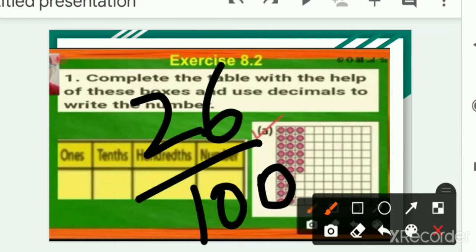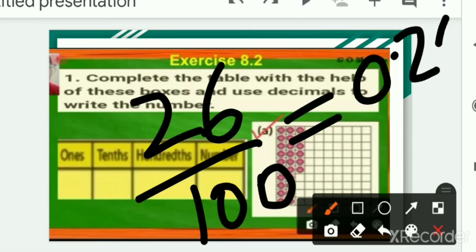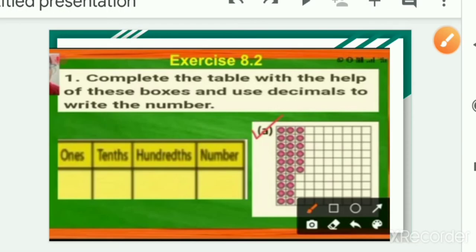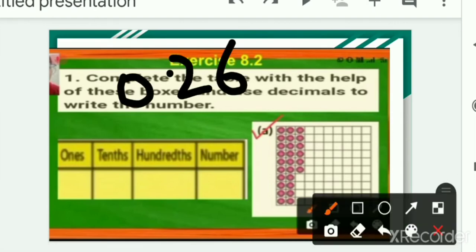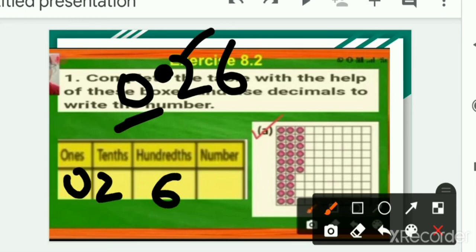Right? But we have to solve this and represent it in decimal form. So it will become 0.26. Our number will be 0.26, but we have to show it in this box. So our answer will be 0.26. This is the decimal point, this will be the tenths place, so it is 2, hundredths is 6 and this is 0. So our answer is 0.26.